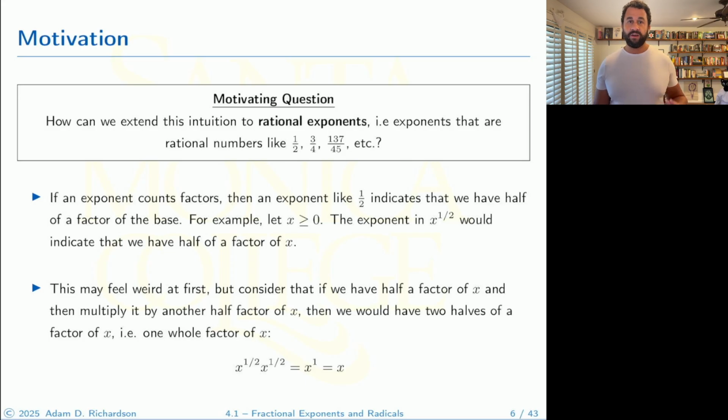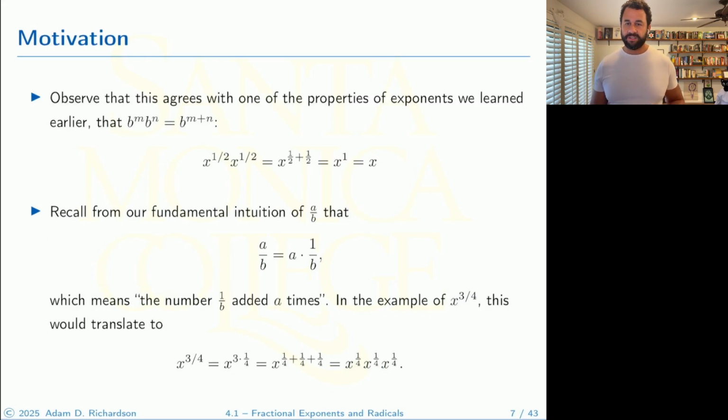So that might feel weird at first. But consider this: if you've got half a factor of x, and then you multiply it by another half factor of x, then you would have two halves of a factor of x. In other words, you would have one whole factor of x, right? Half a factor of x times another half factor of x, and you're going to end up with one factor of x, and that's just x, right?